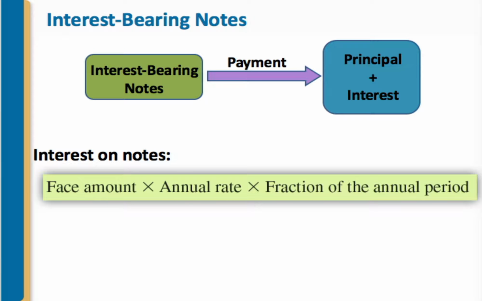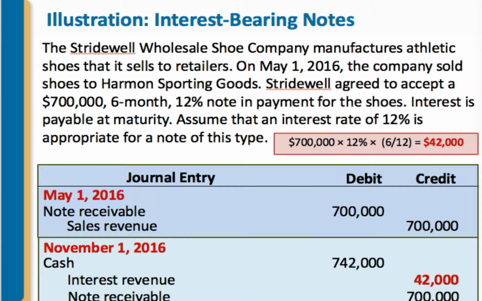The typical note receivable requires payment of a specified face amount. This is called the principal, similar to any type of loan principal, at a specified maturity date or various dates. In addition, interest is paid at whatever the stated rate of interest is on the face of the note. Interest on notes is calculated as the face amount times the annual rate times whatever fraction of the annual period you have.